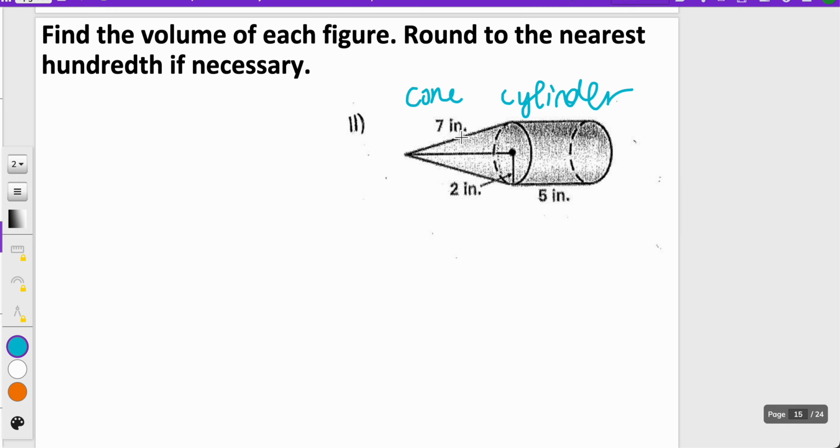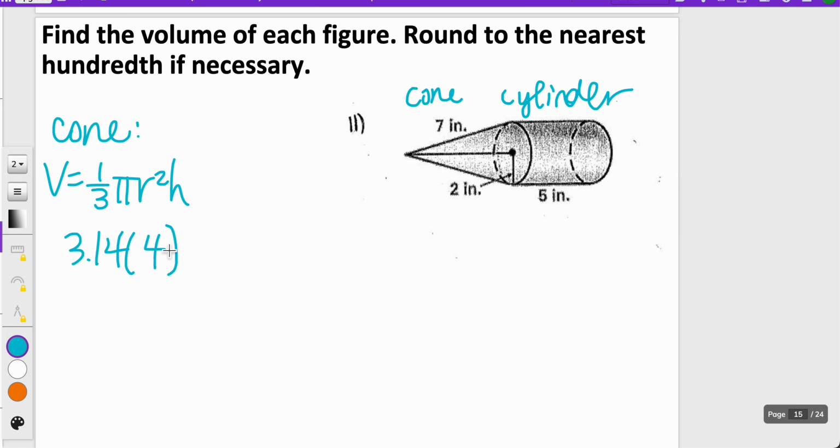Our cone has a height of 7 and a radius of 2. So for the cone, to find the volume, I'm doing 1/3 pi r squared times height. So 3.14, and then my radius squared is 4. Height is 7, divide everything by 3. So 3.14 times 4 times 7, dividing by 3, I'm getting 29.3 rounded to the nearest hundredth.